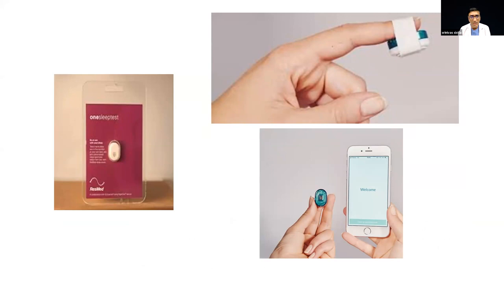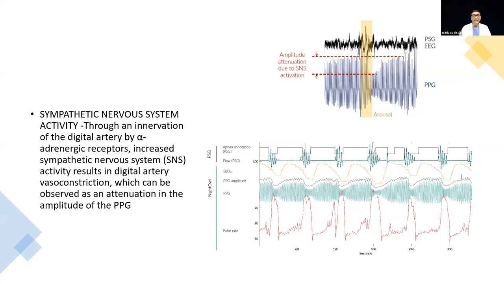This device is called the Night Owl, and it is marketed by ResMed. What it basically does is use the same technology that the NIV monitor uses, which is called photoplethysmography. It picks up an attenuation in the PPG signal. So what is a PPG signal? Once there is a constriction in the waveform in the peripheral artery, your PPG, which is picked up by this Night Owl, tells the machine that the patient has had apnea.